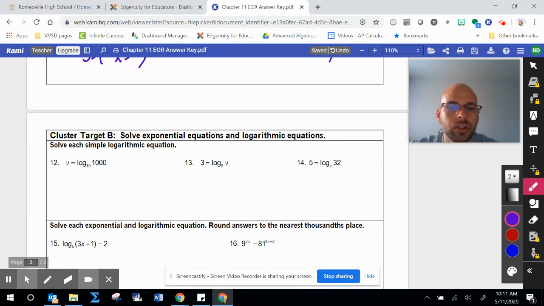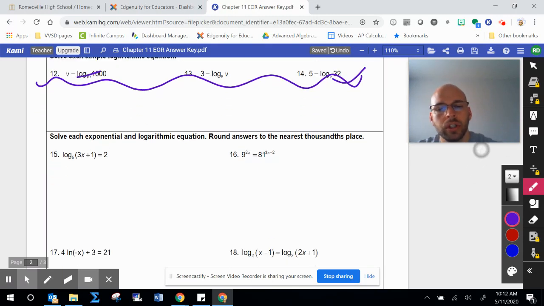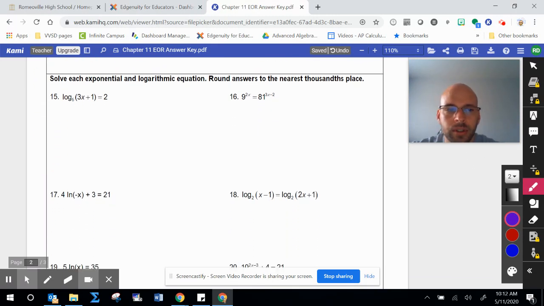Okay, so now I'm going to skip this portion. You don't need to worry about that, because we're going to do all the different types of solving starting with number 15 on. So the last part, target B of your test, is going to be solving log equations or exponential equations. One thing I want you to remember: whenever you're solving a log equation, we're going to use exponents to solve it. And if we have an exponential equation, we're going to use logs to solve it. So I'll show you how that works.